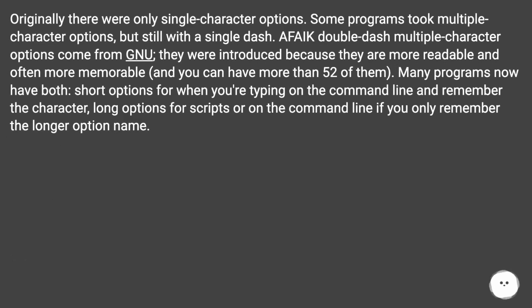Originally there were only single character options. Some programs took multiple character options, but still with a single dash. As far as I know, double dash multiple character options come from GNU. They were introduced because they are more readable and often more memorable, and you can have more than 52 of them. Many programs now have both, short options for when you're typing on the command line and remember the character, long options for scripts or on the command line if you only remember the longer option name.